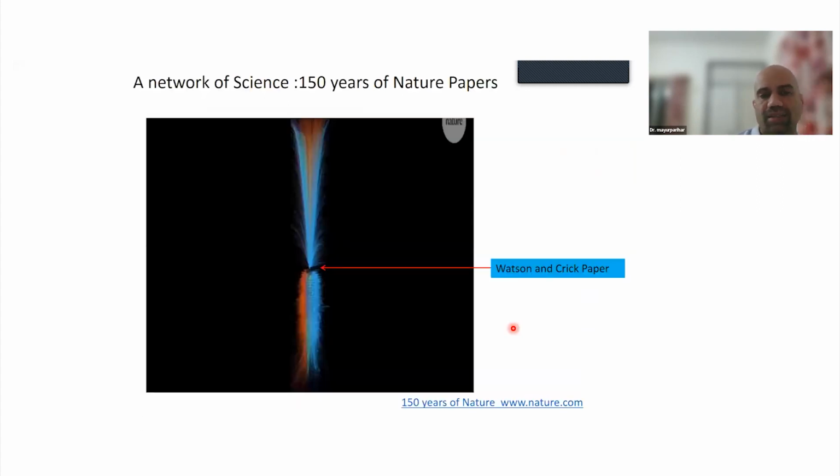But what this did was, once the structure of DNA was identified, what you see here is an image from Science where about 150 years of Nature papers have been displayed. Each dot is a published paper, and this shows how the papers connect with each other. If a paper has referred to a work, it's connected to it, and those papers which have been used as a reference lie below it.